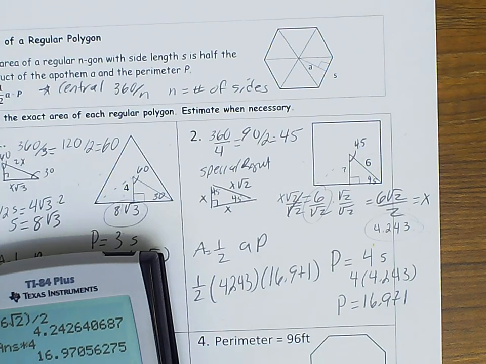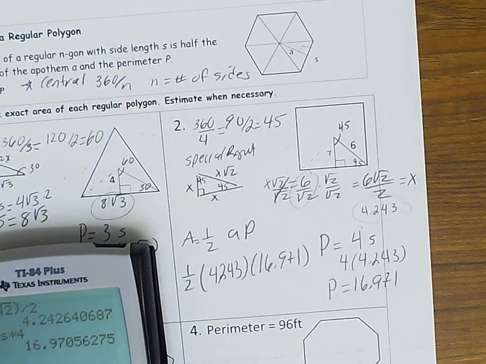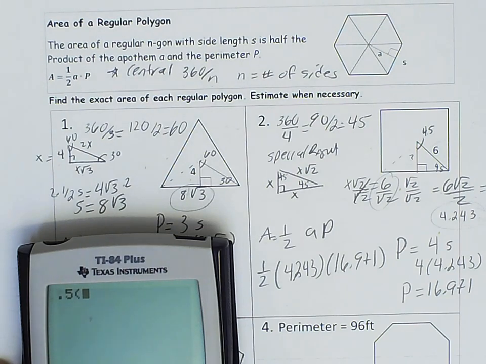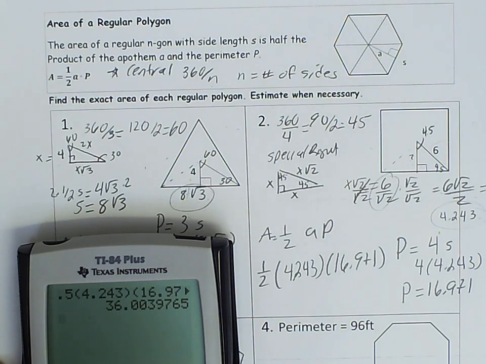Then you just put this all in the calculator. I'm just showing you how you would type it. So 0.5 times 16.971. Oh, I don't think I typed something in right. That looks too small. That should be 33. Let me do that again, 4 times 4.